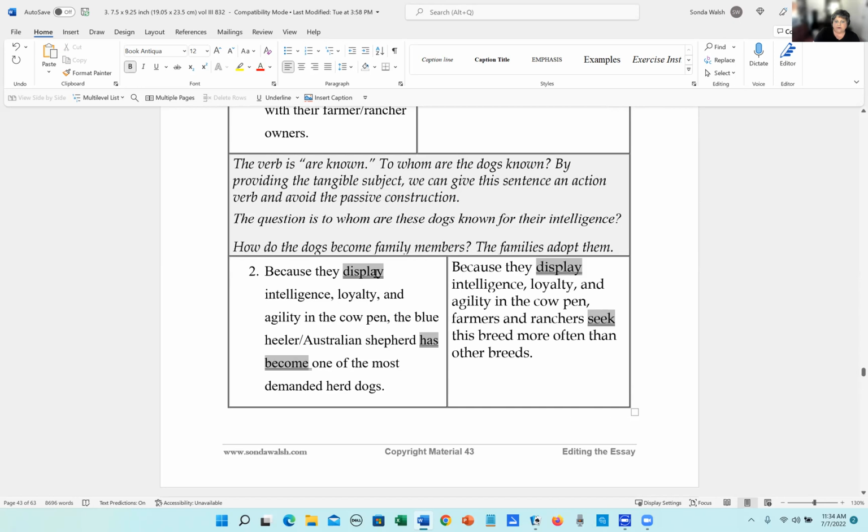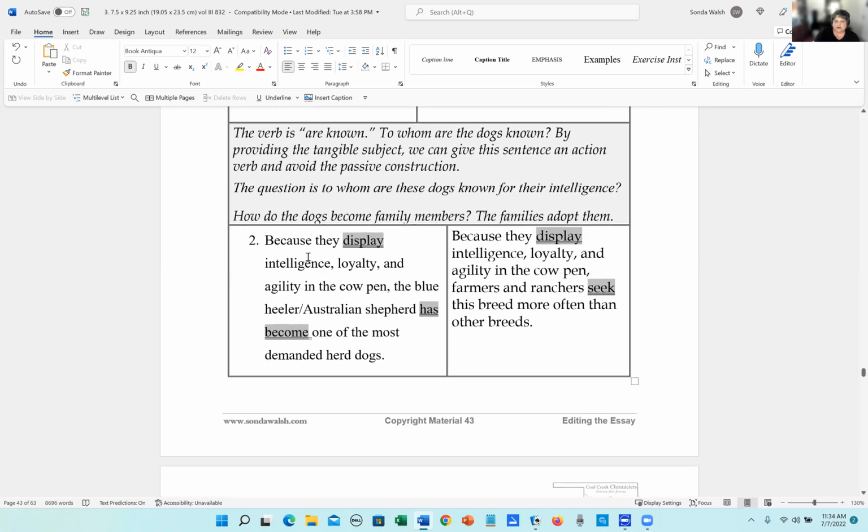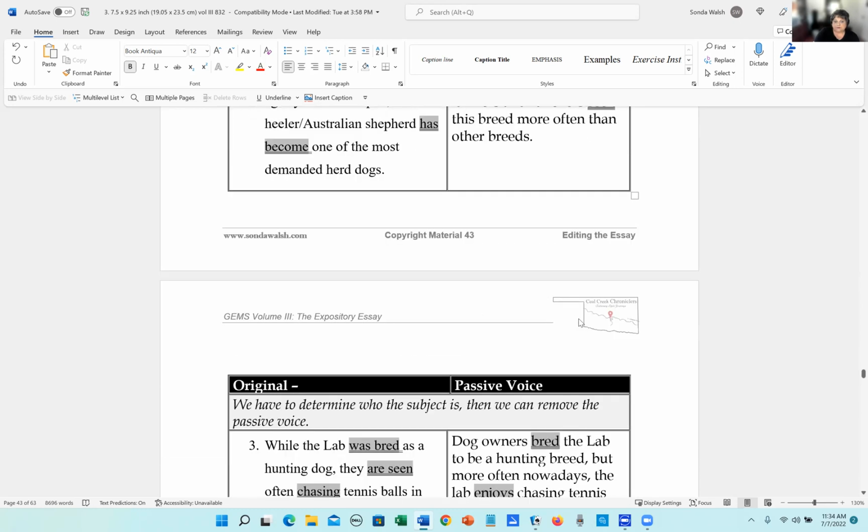So here we go. Number 2, we have display, and that's an action verb, but we're changing has become to seek, because seek carries connotations. Has become is just a linking verb, but seek has more connotations, and it makes your writing more vivid and livelier.